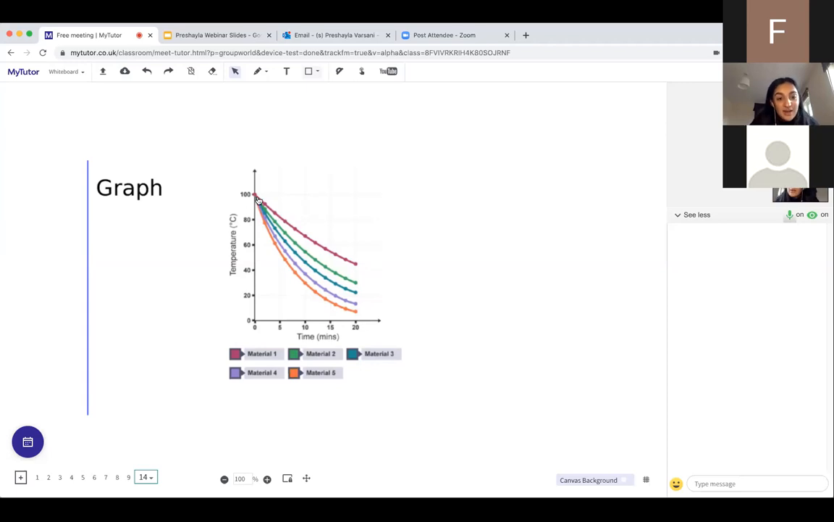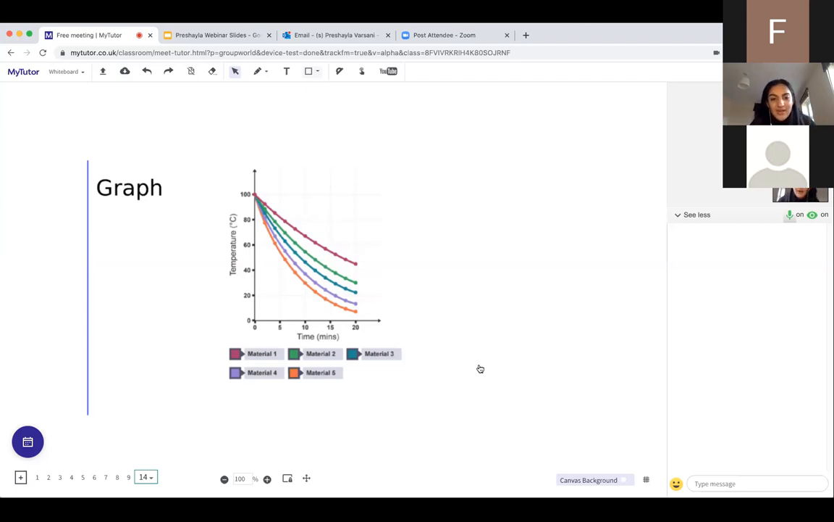With the pink line, you can see that in 20 minutes, it's only dropped by about 60. Yeah, it's gone from 100 to roughly 40. The temperature drop is 60 degrees. However, for the orange material 5, we can see that it's gone from 100 to 10 in the same amount of time. So because it's had a bigger temperature drop, that's kind of showing that it's a bad insulator, right? It didn't keep the heat in very well.